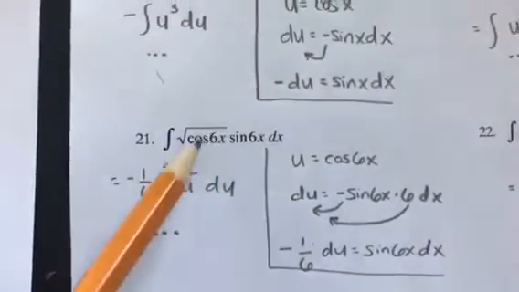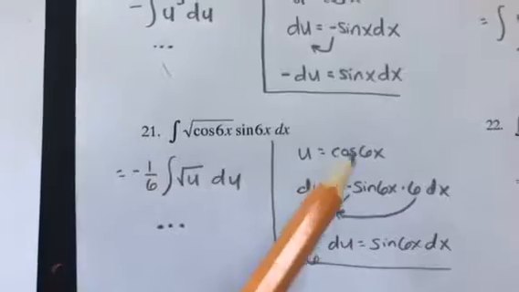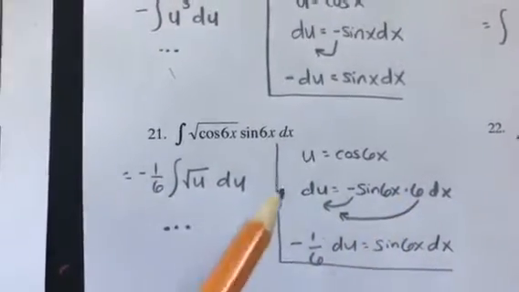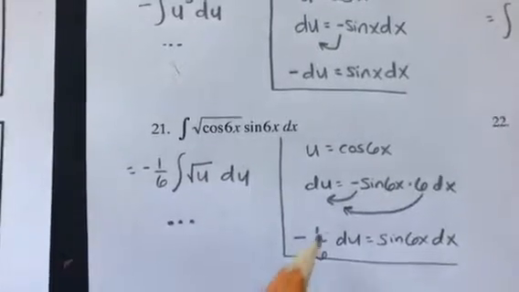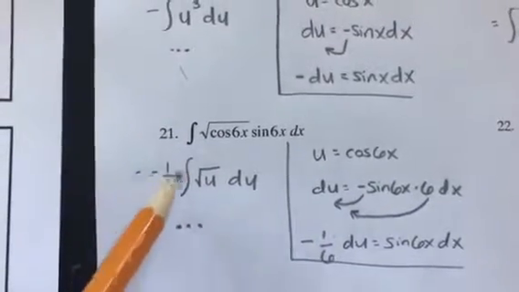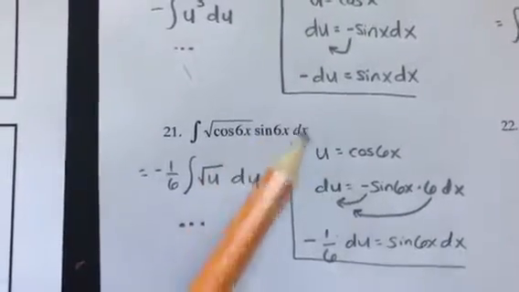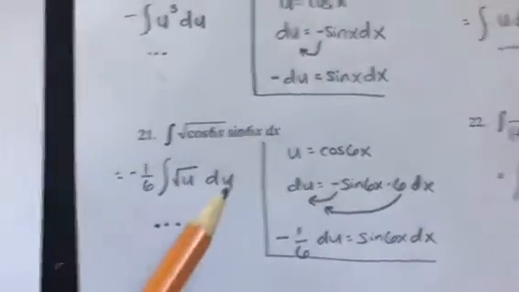On this one, my inside function is cosine of 6x. Derivative is negative sine of 6x times 6 because of the chain rule. Bring the 6 over and the negative over. We don't need those. So negative 1/6 is a constant multiple. It comes out front. My cosine of 6x is replaced with u, and then sine of 6x dx is my du. So that gets there.